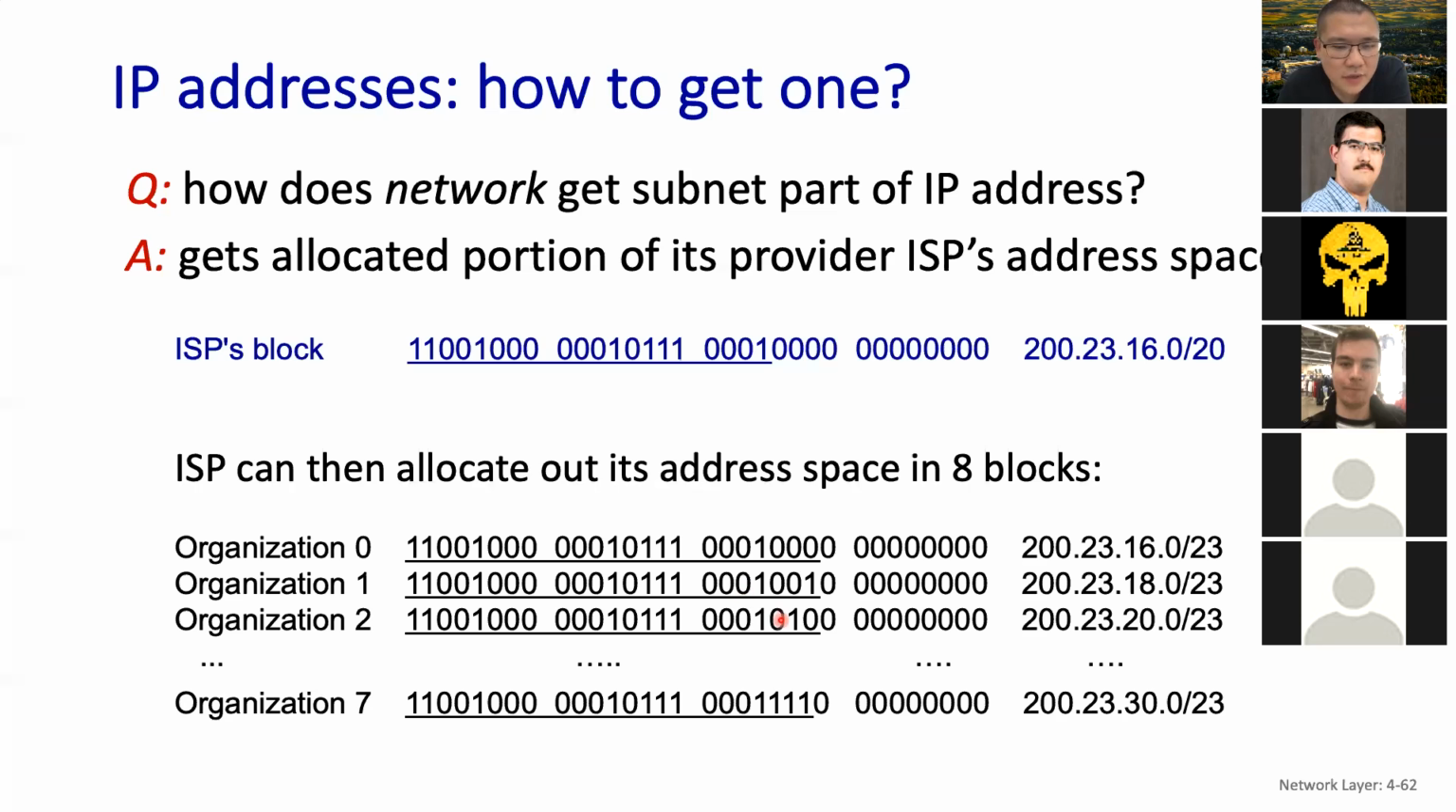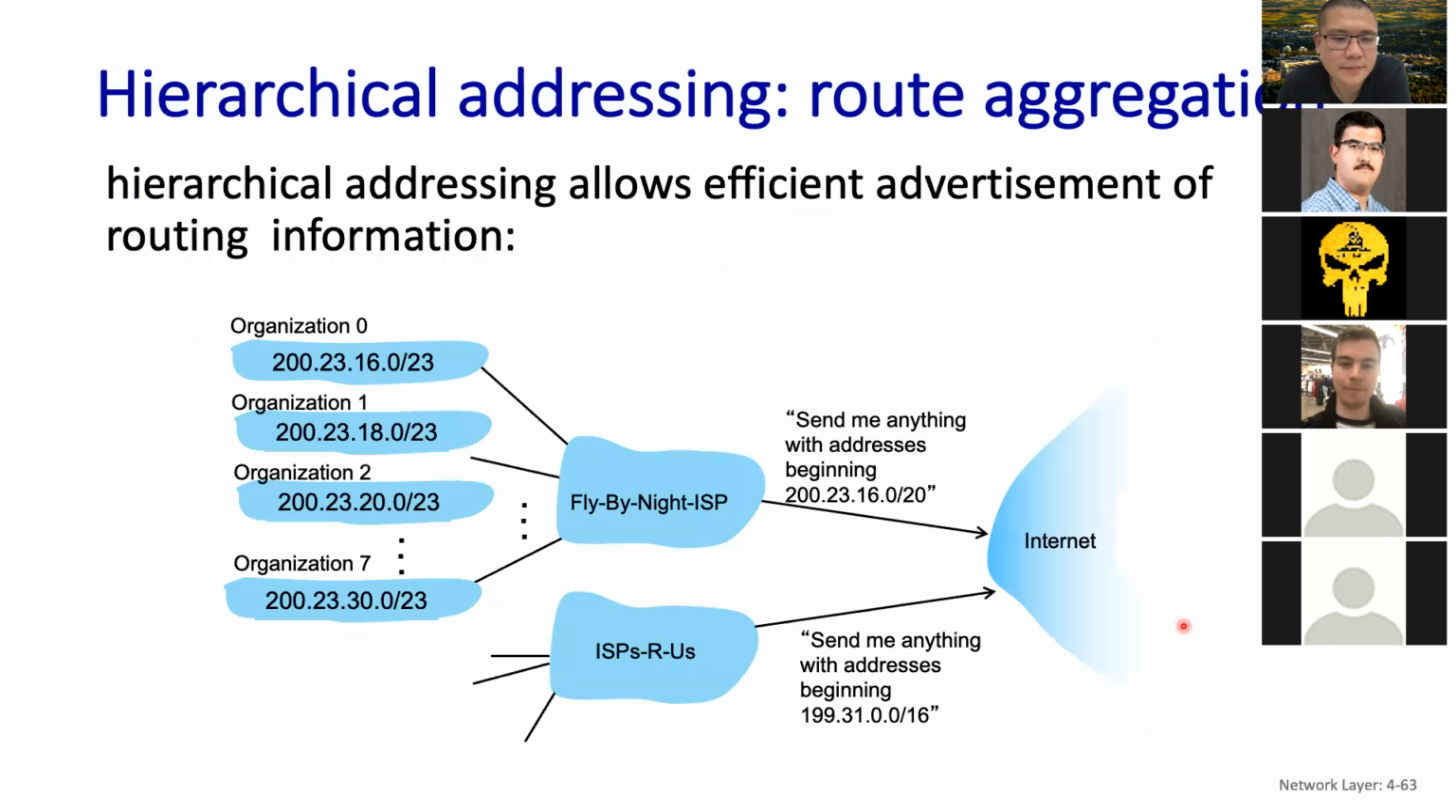So the ISP can allocate its address space in 8 blocks: slash 16, 18, 20, up to 30. Here is the slash 23, as we mentioned, the subnet mask of 23. And this is hierarchical addressing, which allows efficient advertisement of routing information. Here you can see we have different ISPs, and different ISPs allocate organizations different IP addresses.